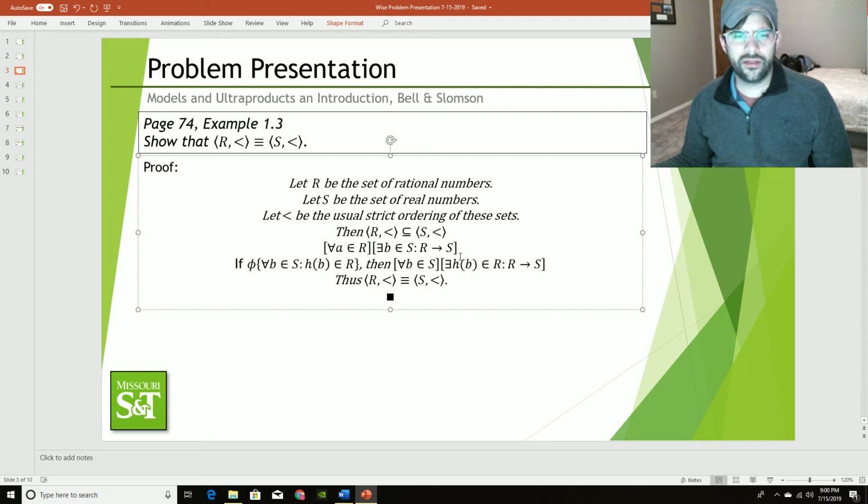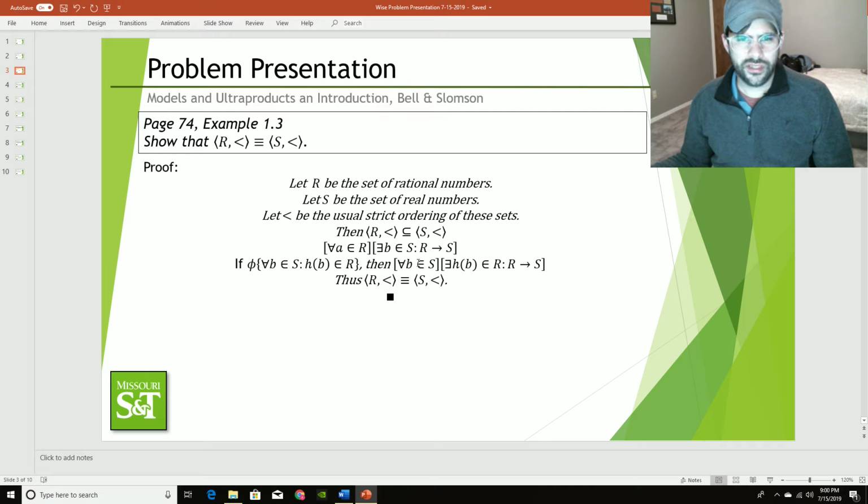So basically what I have said here is that for all elements in R, there exists at least one element in S that maps from R to S, right? And so this is basically what we had before in the previous example, and that's what I'm using to prove this one.